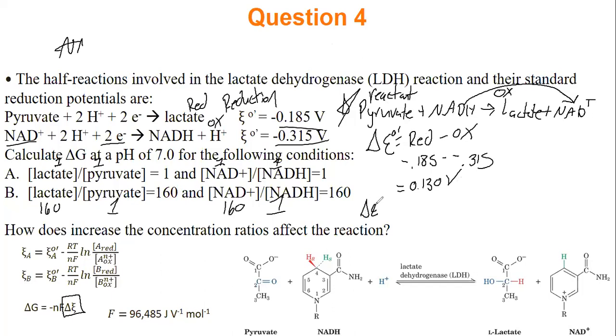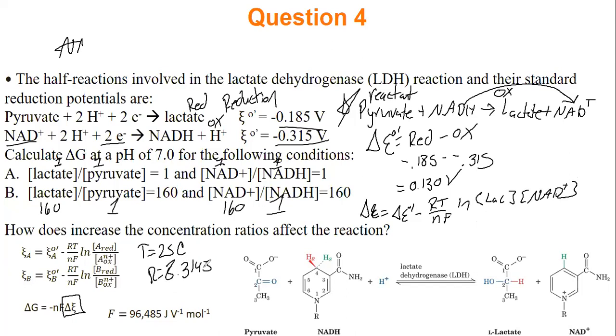Delta E equals delta E not prime minus RT over NF ln products over reactants. So this is our Nernst equation, ln of products over reactants. Our products are lactate, NAD plus. Oh, I did not give you an R or T. So it's very hard to do this reaction if I don't give you one of those. We're going to say T is 25C, and we are going to say R is in joules per mole K.